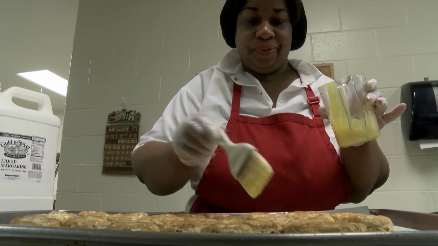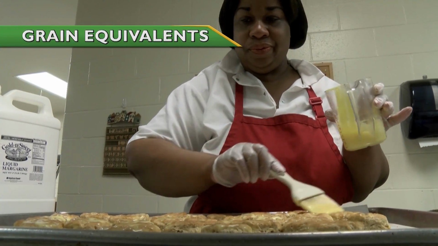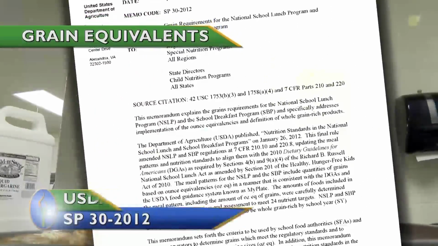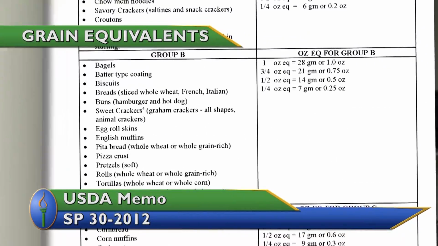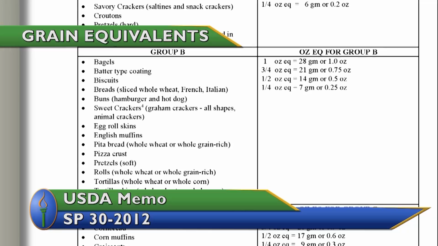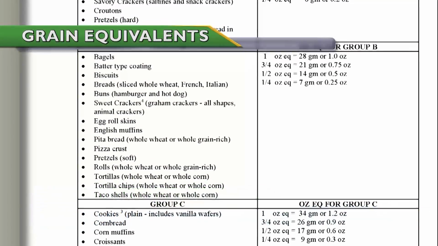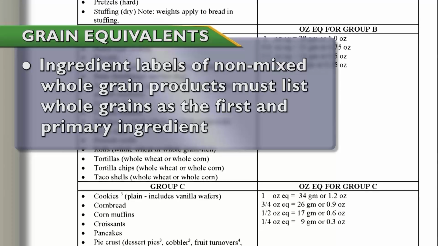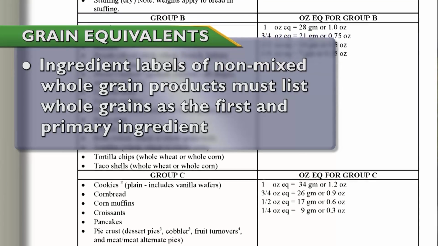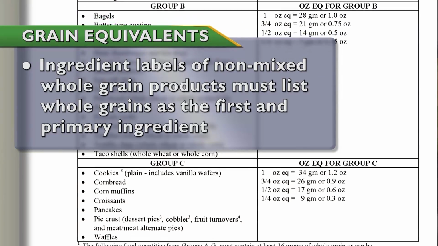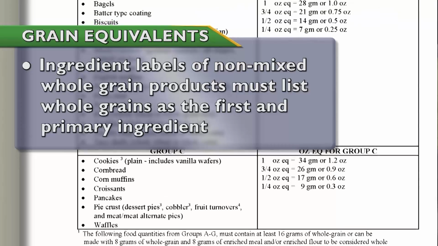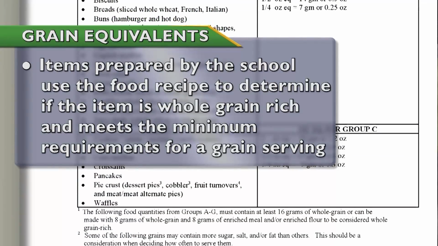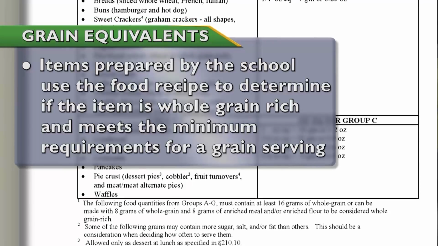Baked goods require 16 grams of creditable grain ingredients in order to provide a 1-ounce equivalent grain serving. The following chart lists common grain products and their ounce equivalents for servings of items in groups B and C. The ingredient labels of non-mixed whole grain products, such as breads and cereals, must list whole grains as the first and primary ingredient in the product. For items prepared by the school, the food recipe is used to determine if the item is whole grain rich and meets the minimum requirements for a grain serving.